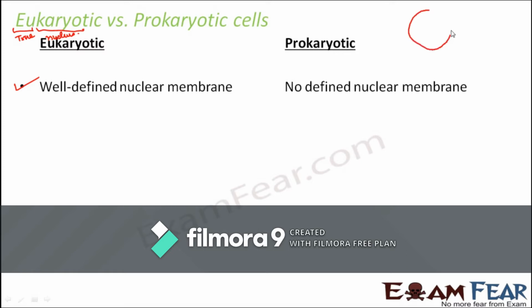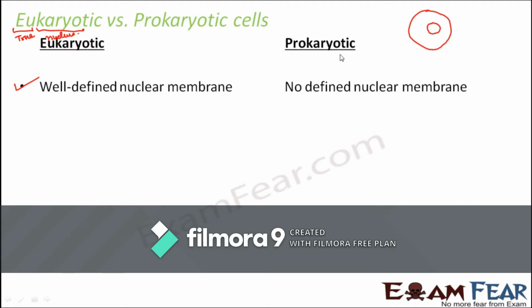Let us suppose this is your cell. And inside the cell you have a nucleus. Now how do you know this is your distinct nucleus? Because you have a nuclear membrane which separates the nucleus from other parts of the cell. So this type of cell is called a eukaryotic cell. But there are certain cells where the content inside the nucleus just remains scattered within the cell. So there is no specific nuclear membrane. They are called prokaryotic cells.